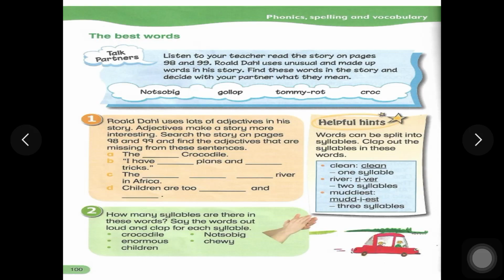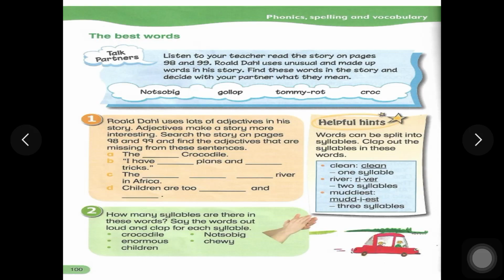We have some sentences like A, the what crocodile? B, I have what plans and what tricks? C, the what river in Africa? D, children are too what and what? I want you to pause the video for this question and answer. After pausing the video, don't check your answer now, just wait. We have another question.